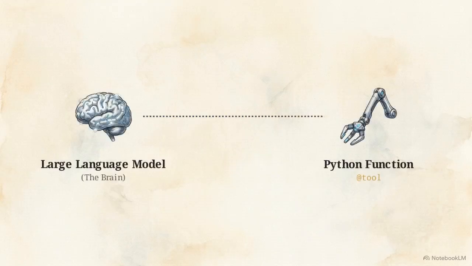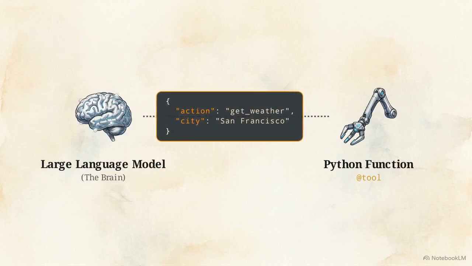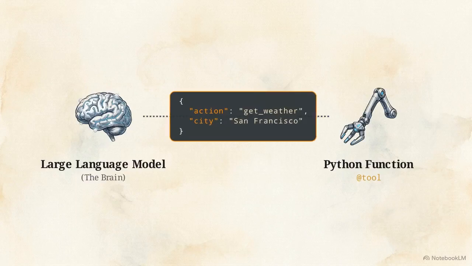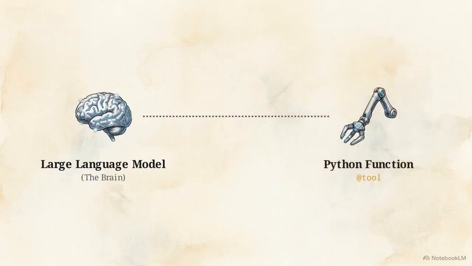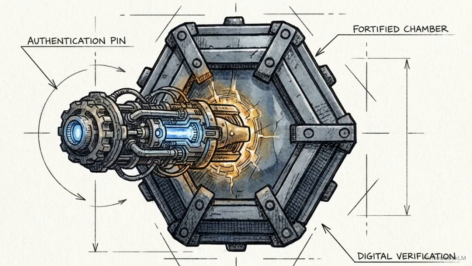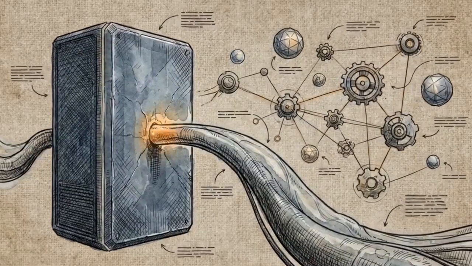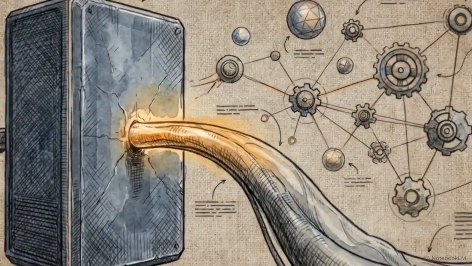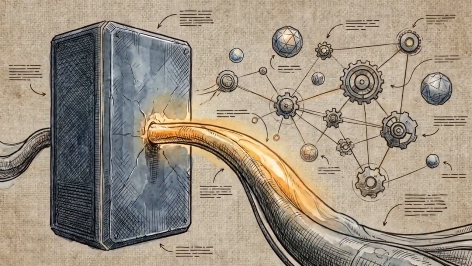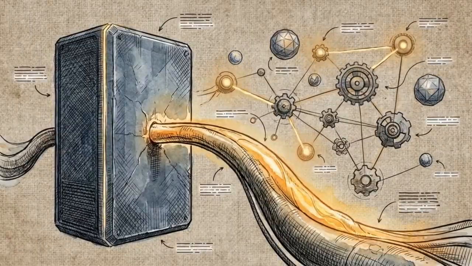This flowchart illustrates what a tool actually is in this context. It is a standard programming function that the LLM is explicitly permitted to trigger by outputting a structured JSON request. Before running the code, verify that your environment variables and API keys are loaded. Missing keys are the most common cause of errors at this stage. By integrating these specific toolsets, your LLM shifts from a closed-loop system into an active participant on the live internet.